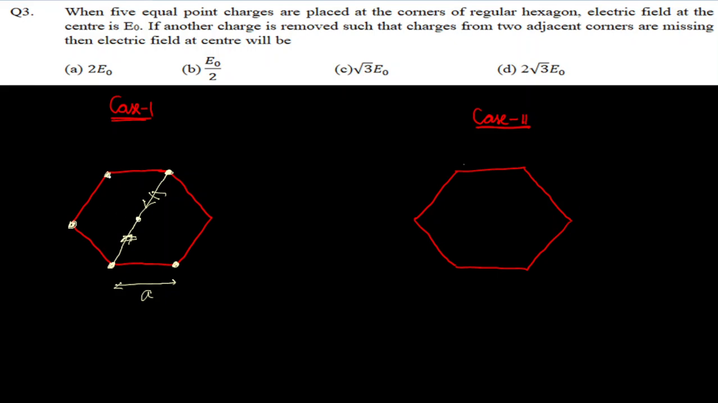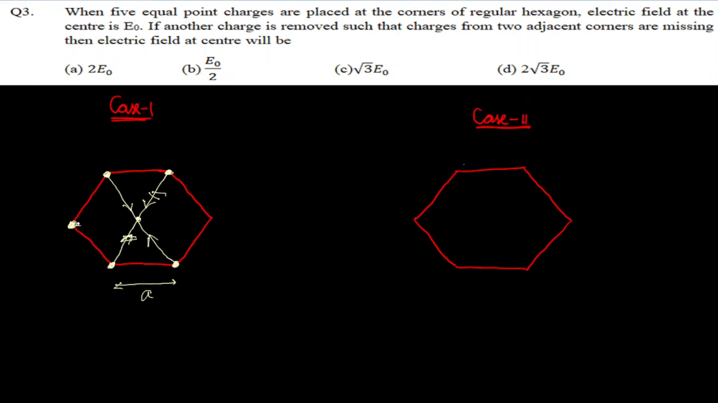In the same way, if you consider these 2 charges, they also create the same amount of electric field at the center, but the directions of the electric field will be opposite to each other, and because of that they will cancel out each other. So eventually, the net electric field at the center will be only because of this charge, because at this corner there is no charge.